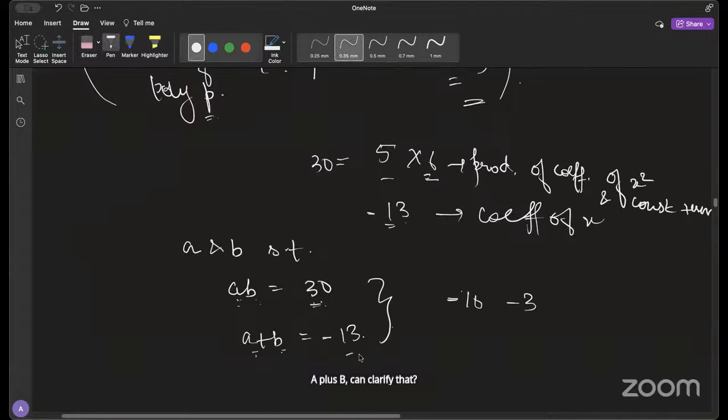We're not discussing why this. No, we're just trying to find which one on the LHS. A plus B, LHS or what? 30. This one? Yeah. How are we taking A plus B?